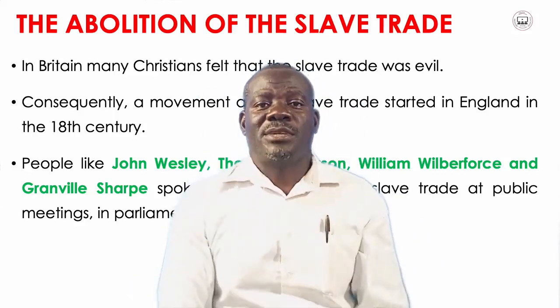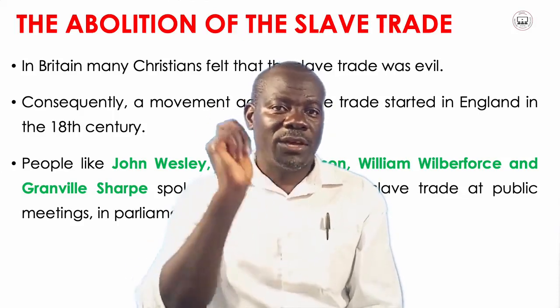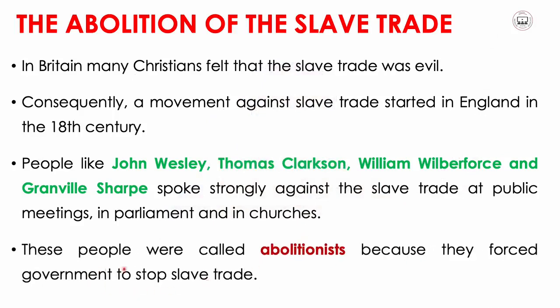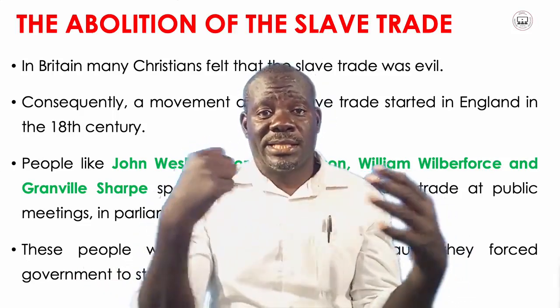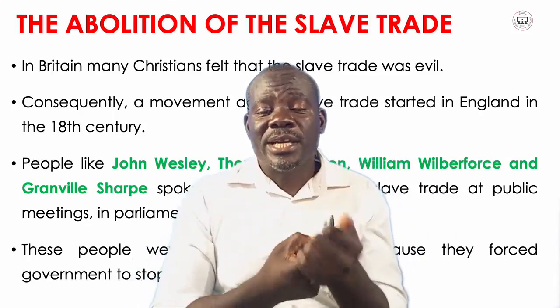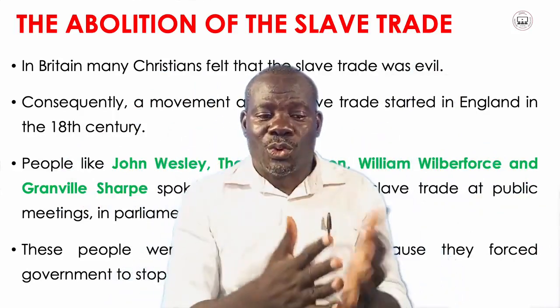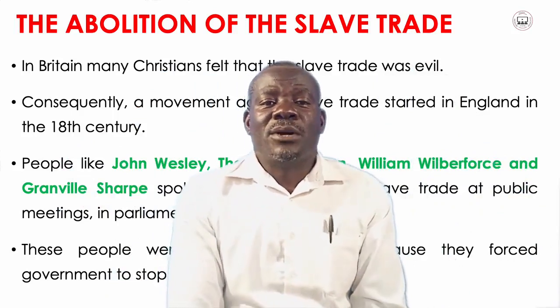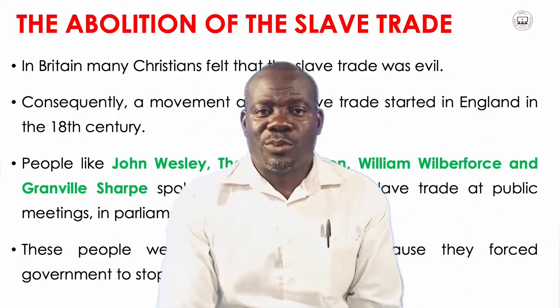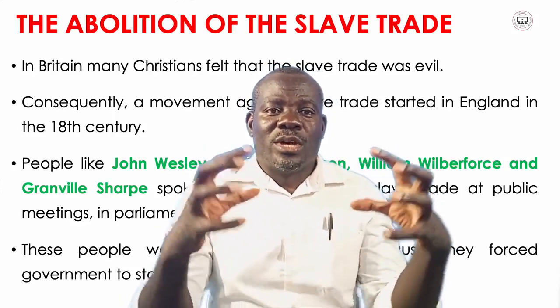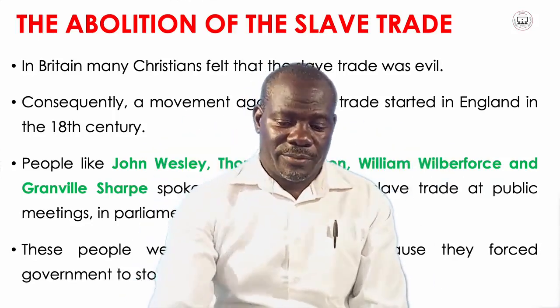We need to stop immediately. It is not good to buy or sell a fellow human being. So they did that. As a result, these people were called the abolitionists because they forced governments to stop slave trade. As they were speaking in churches, in parliament, and in open grounds, the influence started to grow. Abolitionists. I hope you can pronounce that. Abolitionists. That means they were the people who started to end slave trade.